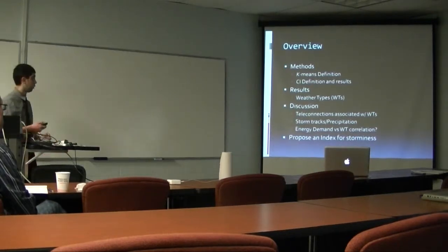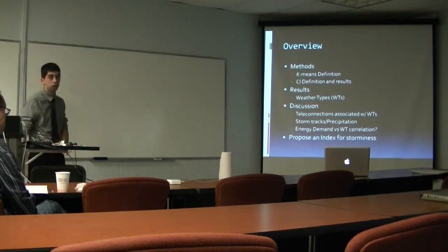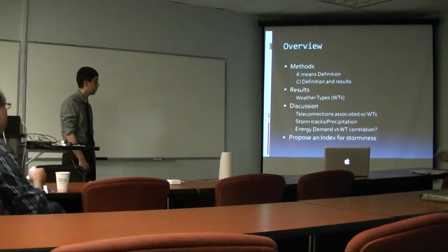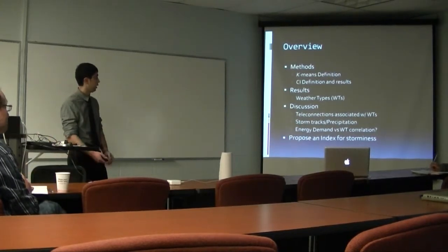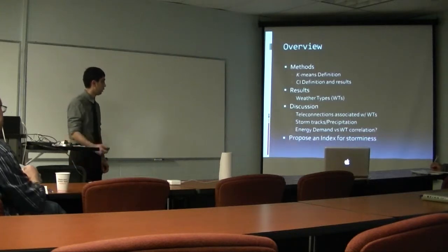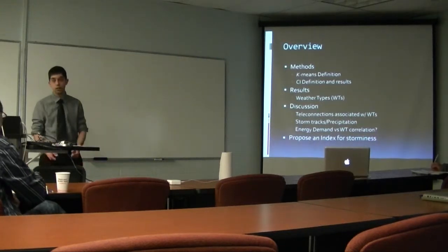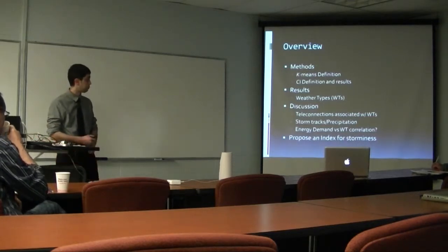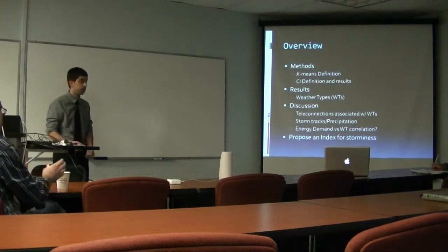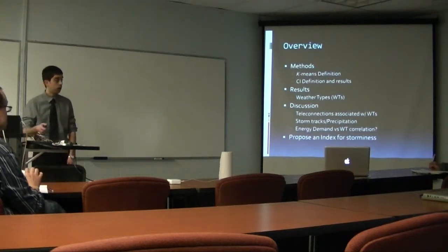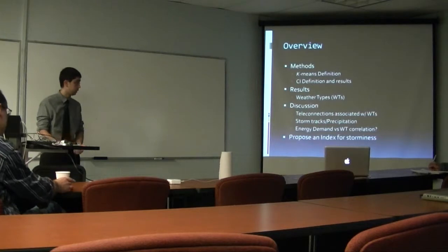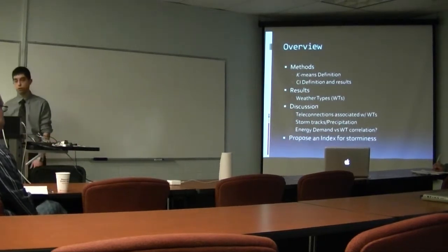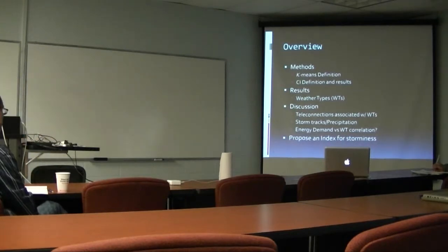Then after we run the K-means and the CI, we get something called weather types, which are your distinct weather patterns. I'll refer to those later as WTs. And then I'll get into a discussion of teleconnections, storm tracks, precipitation, and energy demand correlated with the WTs. Those individually are taken from the individual days within each mean weather type. And then from looking at teleconnections and storm tracks, I want to propose a possible index for storminess.